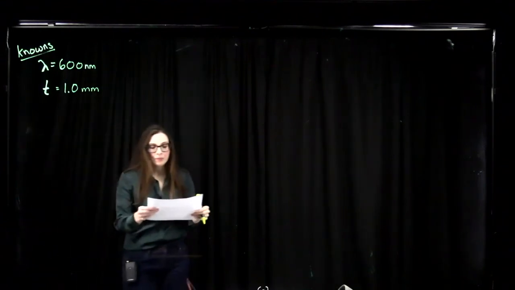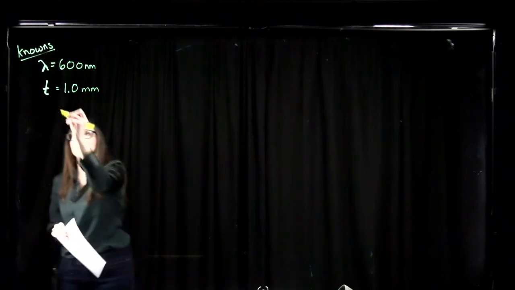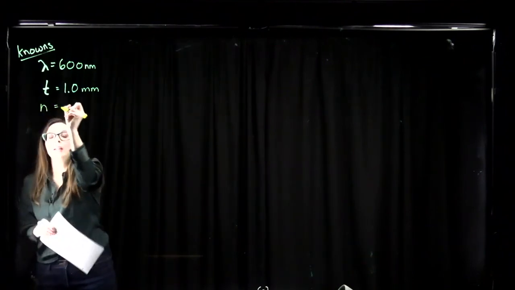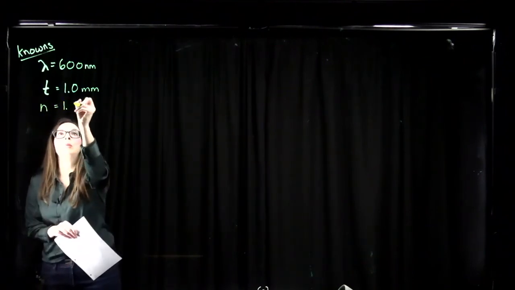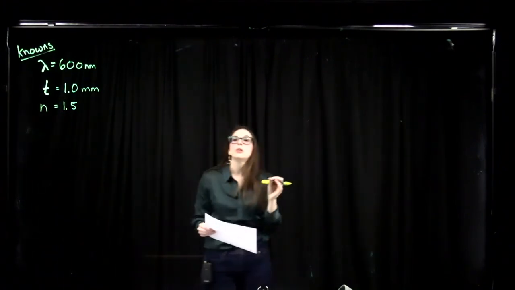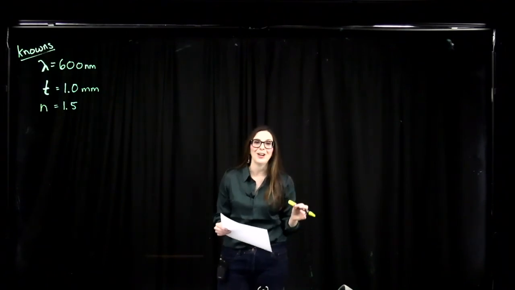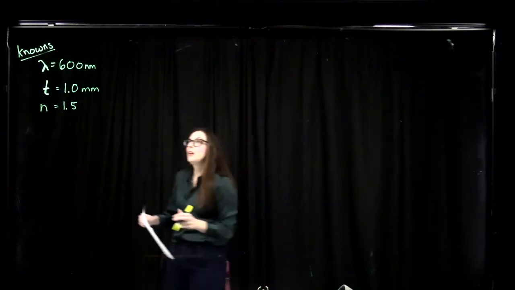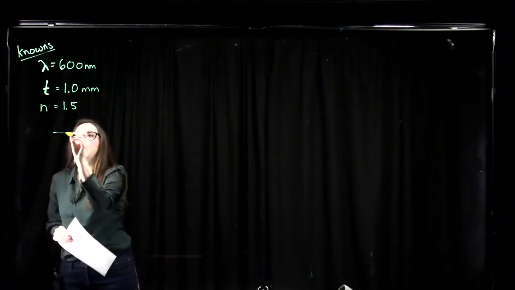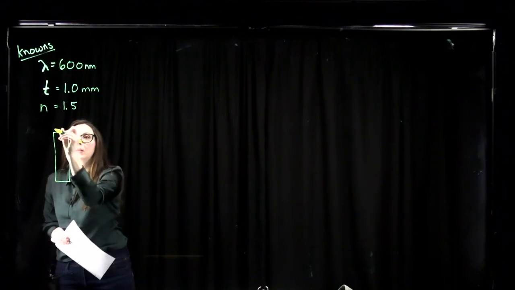Okay? The index of refraction of our glass, which we represent as N, is equal to 1.5. So we've got 3 different questions we want to answer for this problem. Maybe I can just draw a little diagram of what we've got going on. Here's my 1 millimeter thick piece of glass.